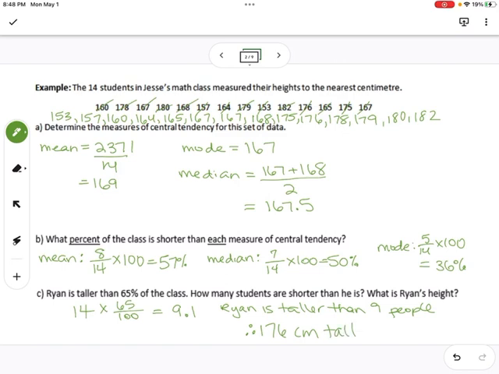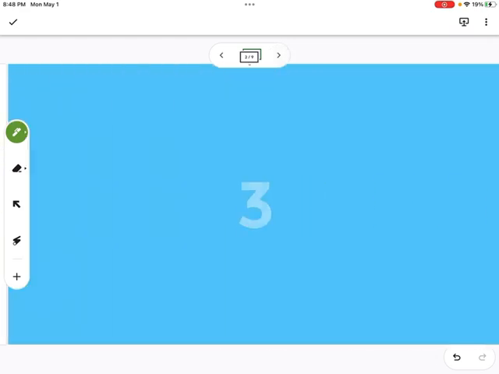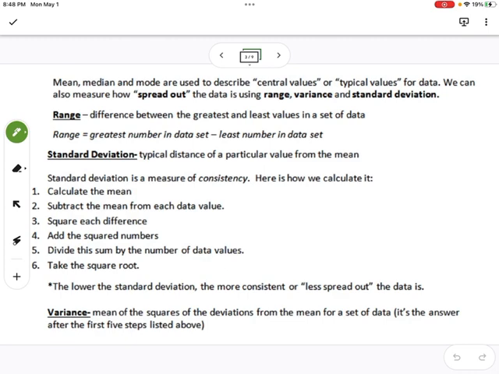Okay. So that's how we're calculating our measures of central tendency, and then looking at certain percentages within our data. Okay, so mean, median, and mode are used to describe central values or typical values for data. We can also measure how spread out the data is using range, variance, and standard deviation.